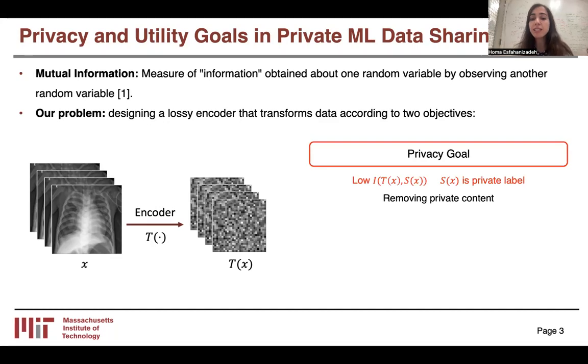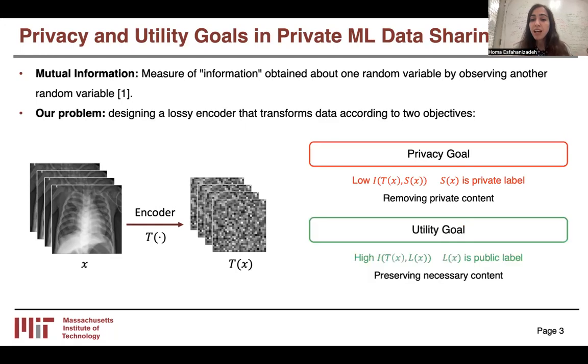As for privacy, we want to minimize the mutual information between encoded sample T of X and sensitive label S of X to remove as much private content as possible. As for the utility goal, we want to maximize the mutual information between encoded sample T of X and the public label L of X to preserve as much necessary content as possible.